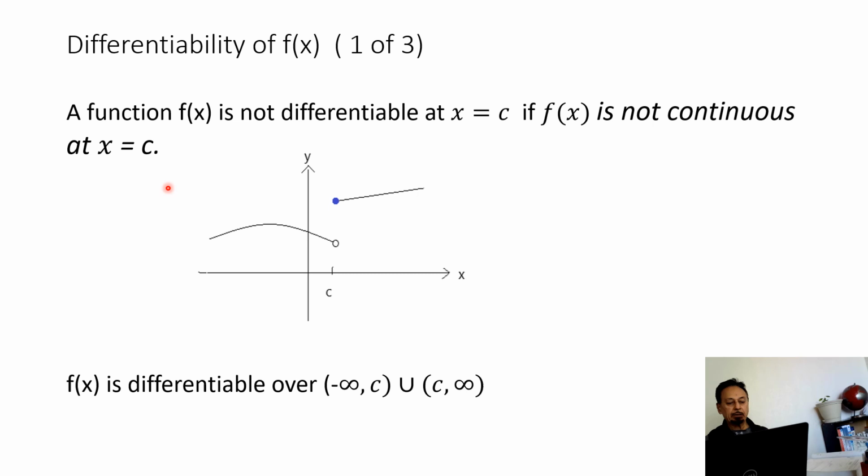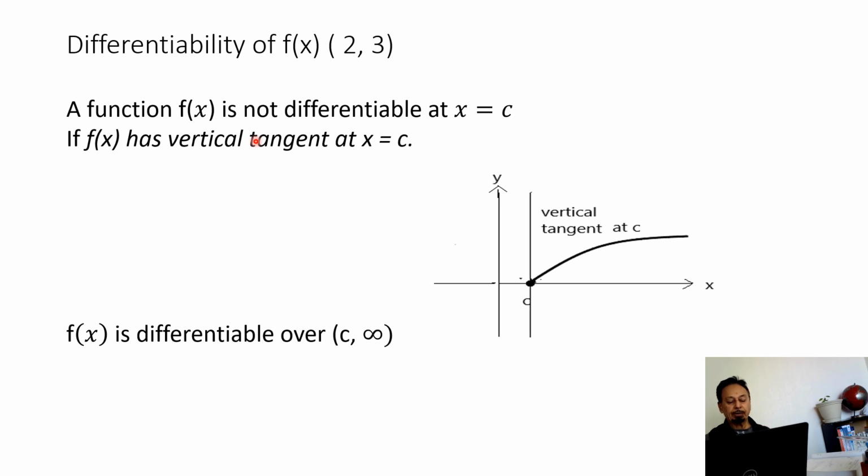Differentiability of f of x. A function is not differentiable at x equals c if f of x is not continuous at x equals c. Just as shown in this graph, at c the function is not continuous. So the function is not differentiable at x equals c. But the function is differentiable from minus infinity to c and from c to infinity.